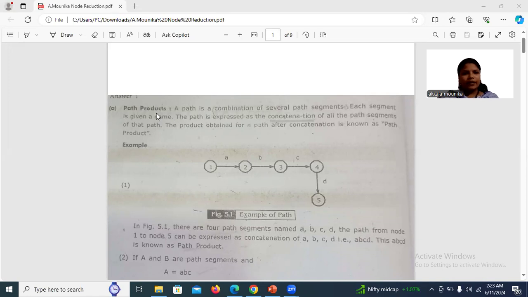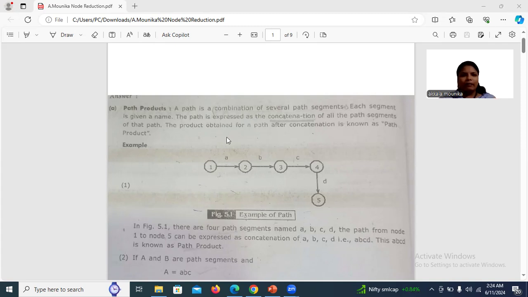First is the path product. We are seeing the path product. What is the meaning of the path product? A path product is a combination of several path segments. That means it is a combination of different segments. Likewise, here we are seeing 1, 2, 3, 4, 5. These are the path segments. So the definition is, it is a combination of all the path segments.